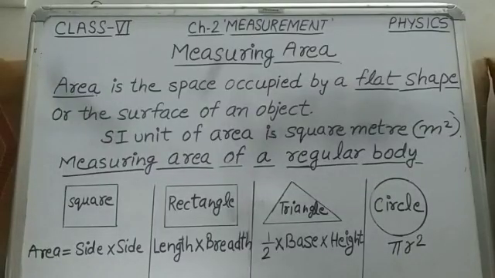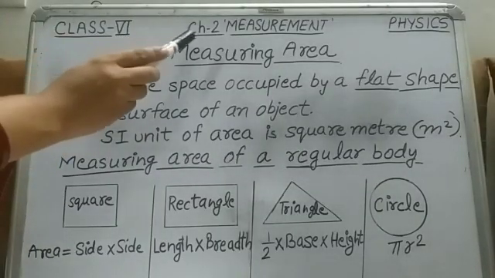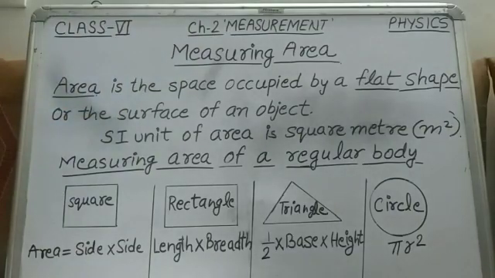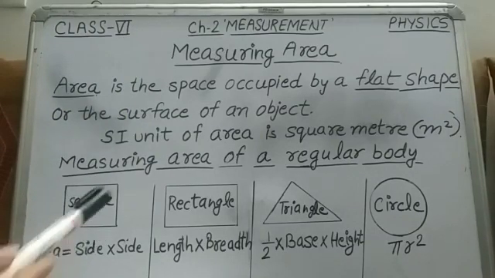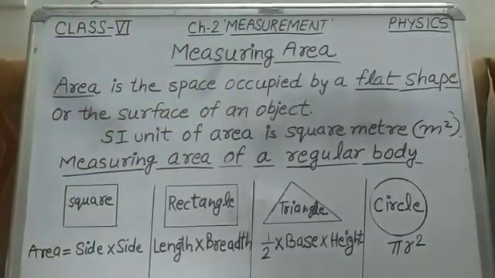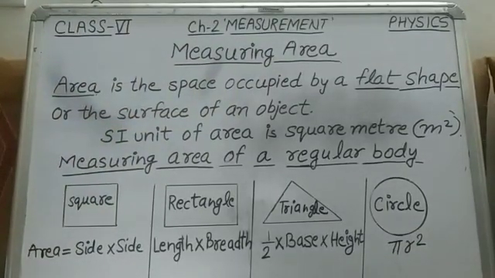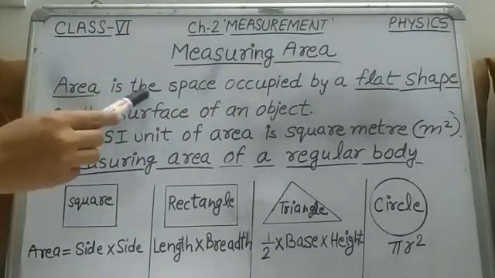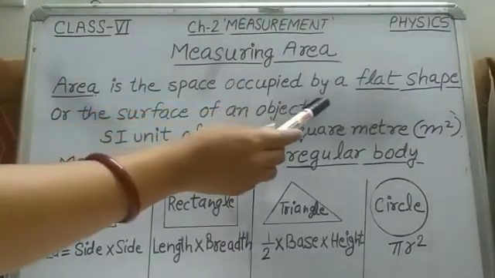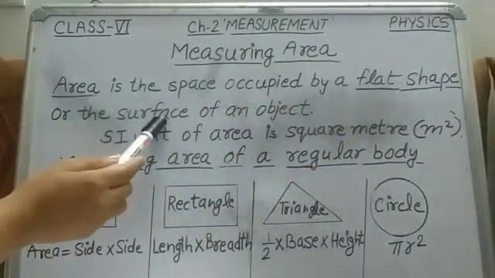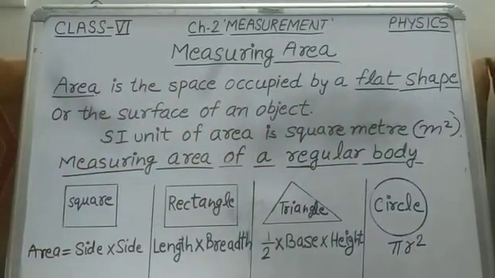So children, we are continuing our chapter 2, measurement. Till now we have done measuring of length, measuring of mass, measuring of time, and now our last topic is measuring area. So what is an area? Area is the space occupied by a flat shape or the surface of an object.